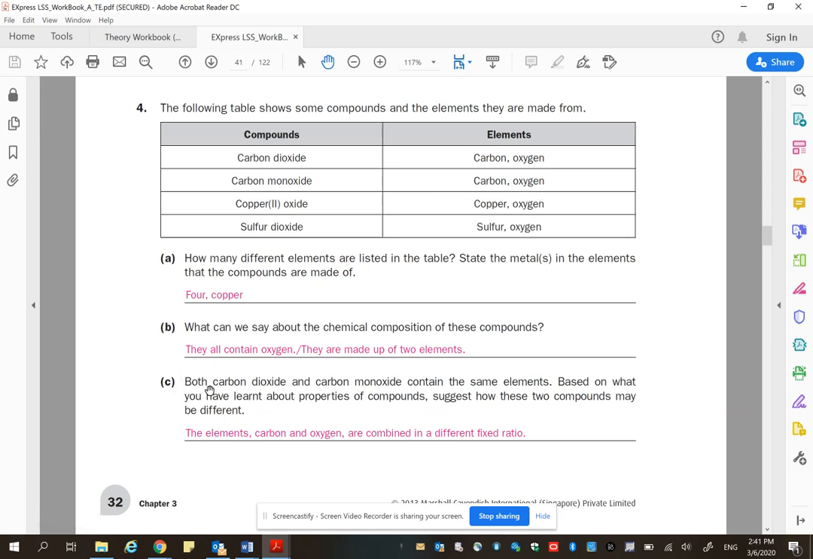Okay, part C. Both carbon dioxide and carbon monoxide contain the same elements. Based on what we have learned about properties of compounds, suggest how these two compounds may be different. So you realize, teacher, very funny. Carbon dioxide contains carbon and oxygen. Carbon monoxide also contains carbon and oxygen. But how come they give me two different compounds?